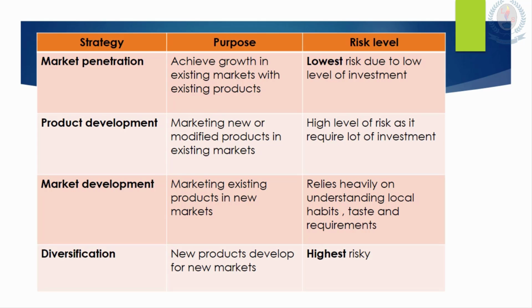So the first strategy is market penetration. I told you that in market penetration, the purpose of this strategy is achieving growth in an existing market with the support of an existing product. So this is the lowest. If we are using this strategy, the risk is very low. The reason is that the level of investment is low. Due to that, the lowest risk can be identified if a firm uses a market penetration strategy.